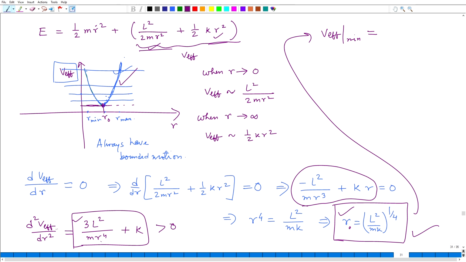So, what will be the minimum value of V effective at this point? That will be L square by 2 m R 0 square plus half k R 0 square.